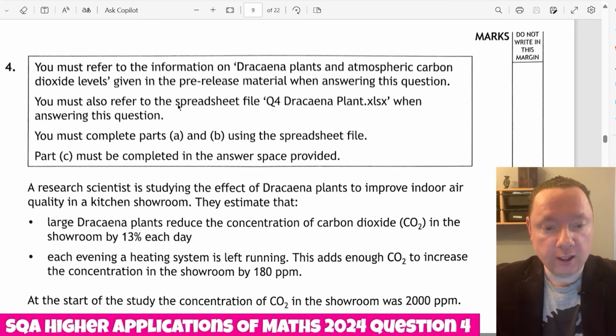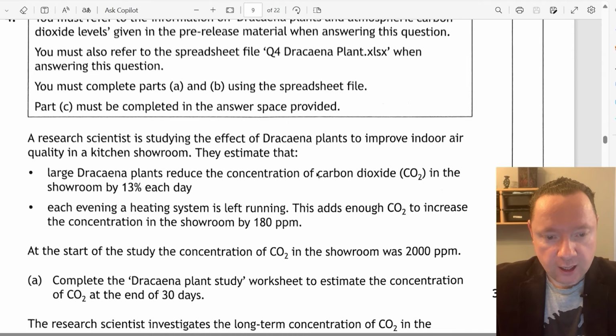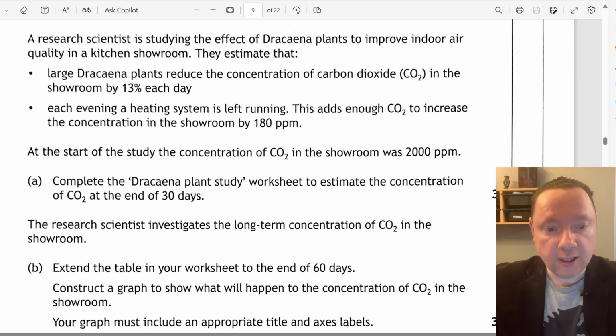Maths 2024 question 4. You must refer to the pre-release information on Dracania plants and carbon dioxide levels. Let's read it first though. You've got to fill in a spreadsheet and complete it in the answer space provided. In fact, if I tutored you, you'll realise that I predicted that this would actually be the question. It's exactly the same question I told you it would be. So a research scientist is studying the effect of Dracania plants to improve air quality.